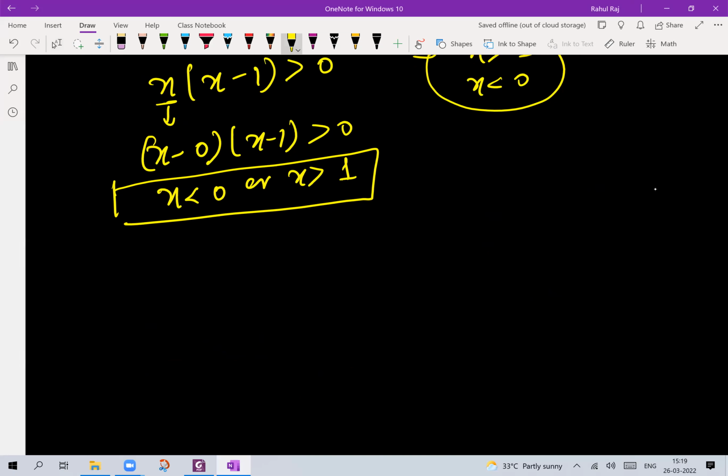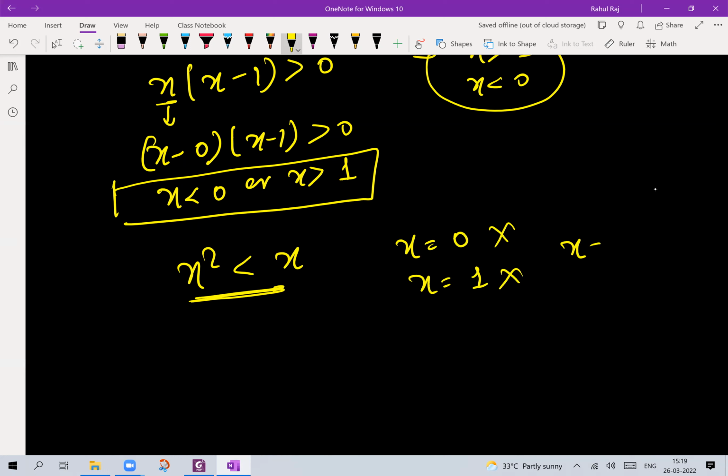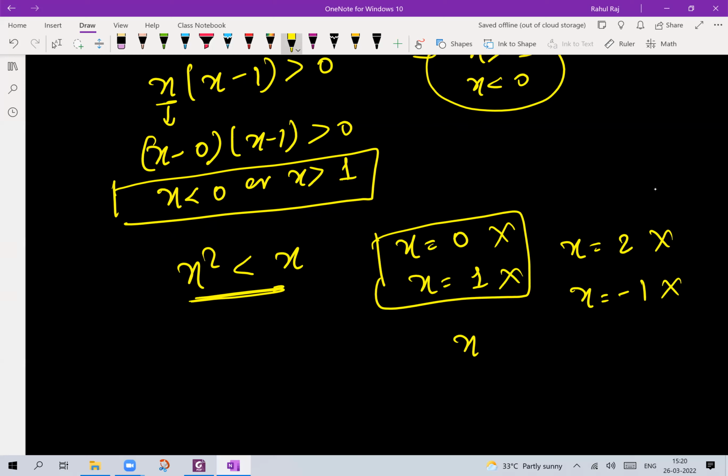So now imagine if I say x square less than x, what does this mean? You can 100% say when the condition is possible. You can think about it for sure. Imagine if I take x equal to 0, 0 square less than 0, no. If I take x equal to 1, 1 square less than 1, no. If I take x equal to 2, 2 square less than 2, no. If I take x equal to minus 1, minus 1 square less than minus 1, no. So take a number between 0 and 1, when x lies between 0 and 1.